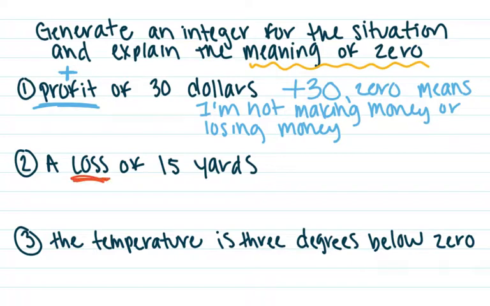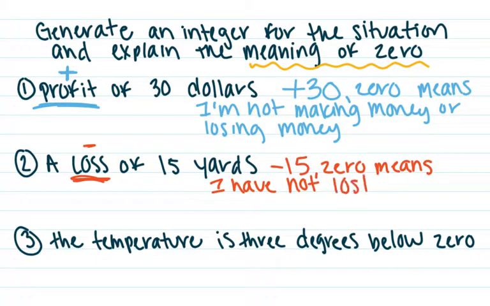Number 2, a loss of 15 yards. This word right here, lost, indicates that this is a negative. So this would be a -15. Again, to explain the meaning of 0, 0 here is going to mean that I haven't lost any yards or that I haven't gained any yards either, that I haven't moved. 0 means no change. So 0 means here in this situation that there is not going to be a change in yardage. It means that I have not lost yards or gained yards. I have not changed my position.